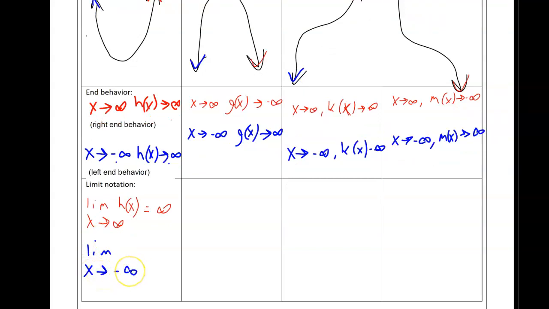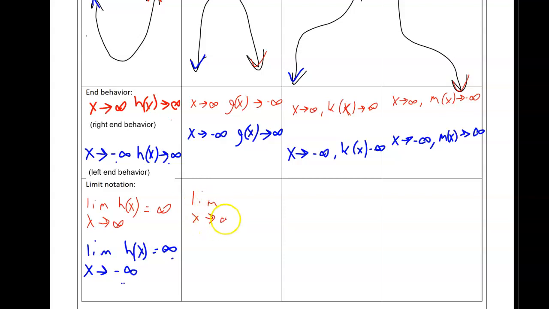So my left end behavior is going to be the limit as x goes to negative infinity of h of x is equal to, in this case, also positive infinity. So notice this is my x values, this is my y values down here. Don't get those mixed up. This is an excellent opportunity to just practice notation we're still getting familiar with in this class.